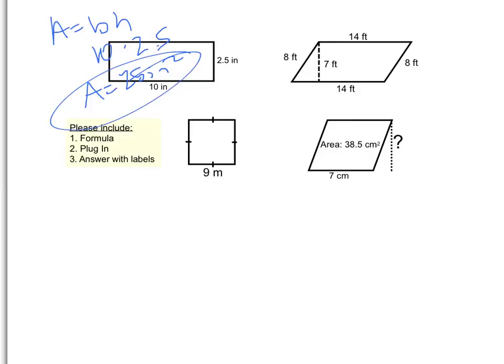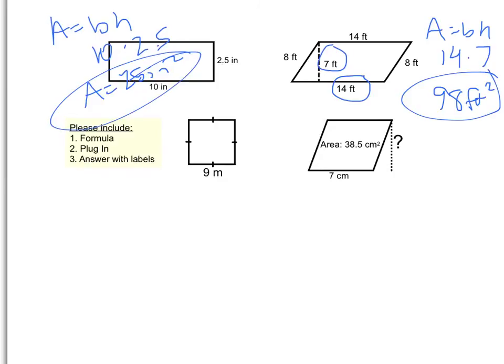The next one has lots of labels on it. I only need a base and a height. Remember, the height is the straight up and down. So I'm going to take my base times my height. My base is 14. My height is 7 for a grand total of 98 feet squared. Again, we've got a square. Squares are the same on all of the sides. So I have a base of 9 and a height of 9 for an area of 81 meters squared.